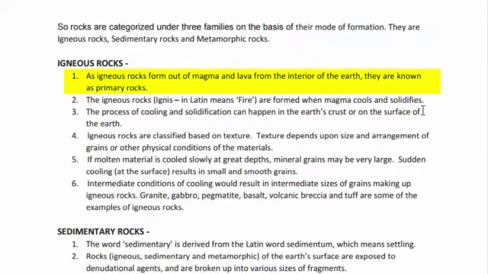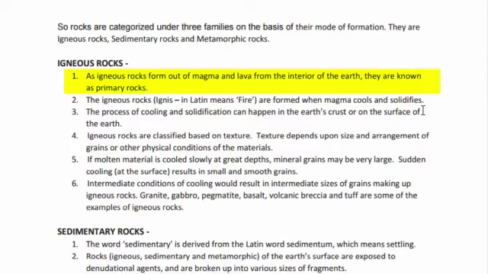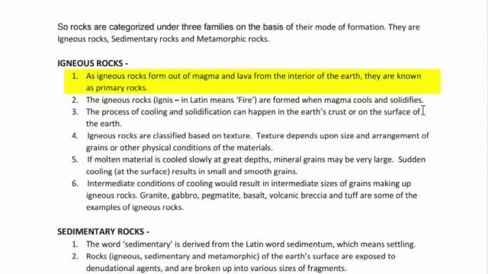So the first one is igneous rock. Now igneous rocks are formed out of magma and lava from the interior of the earth. So magma is also called molten rock, and it is found in the mantle of the Earth. If you remember this pic showing the different layers of Earth, mantle is filled with magma, and when magma comes out of the surface, it cools down and becomes solid. That's how the igneous rocks are born.